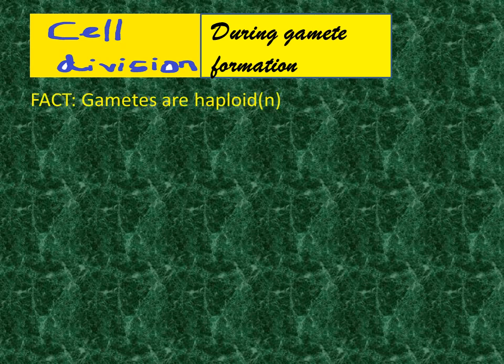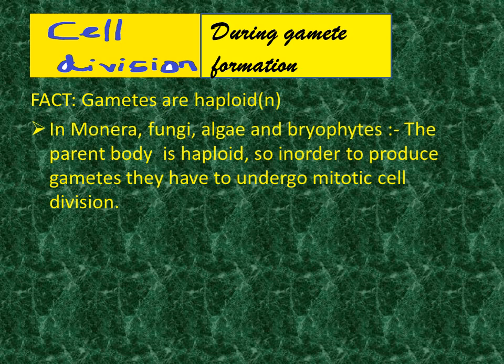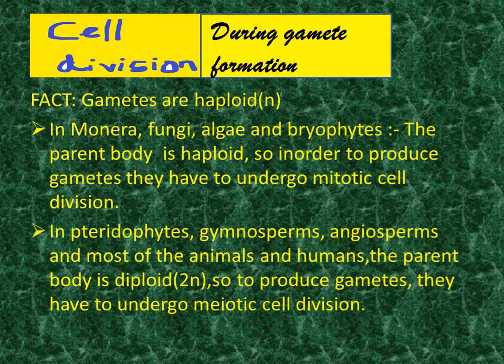Cell division during gamete formation. All gametes are haploid. In Monera, fungi, algae and bryophytes, the parent body is haploid. So in order to produce gametes, they have to undergo mitotic cell division. In pteridophytes, gymnosperms, angiosperms, and most animals and humans, the parent body is diploid. So to produce gametes, they have to undergo meiotic cell division.